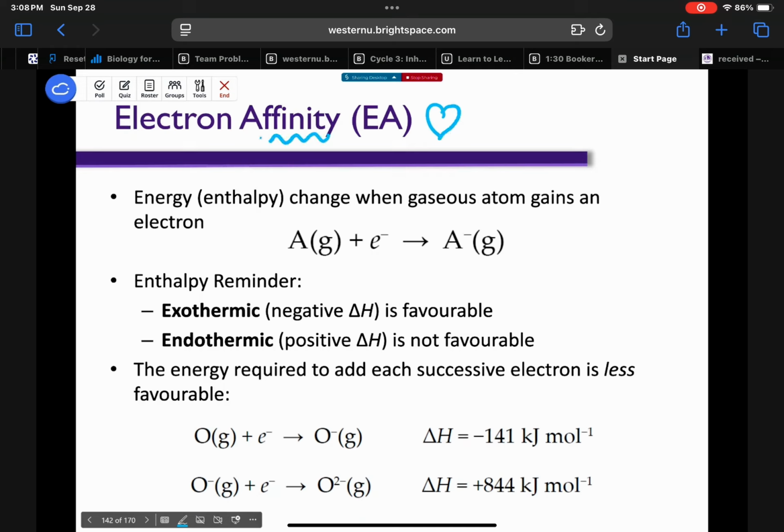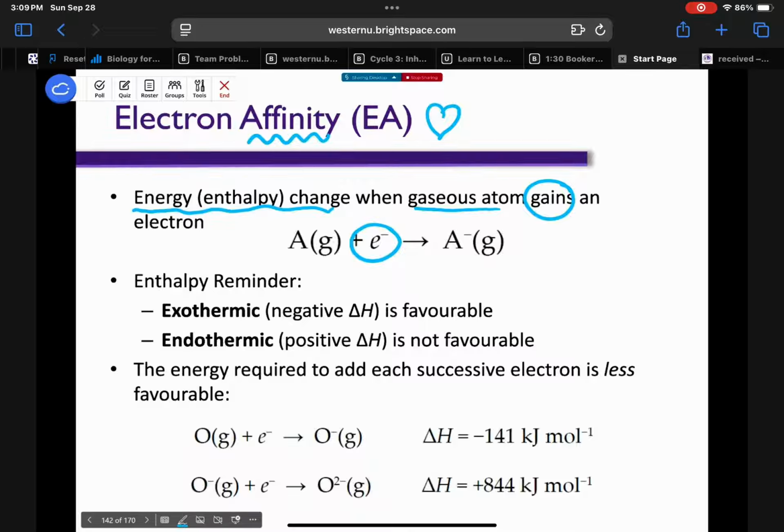Affinity means to like something or love something. This trend and this term is talking about how much that atom or ion loves getting an extra electron. The definition for electron affinity is the energy change, we're talking about enthalpy as the energy, when a gaseous atom or ion gains an electron.